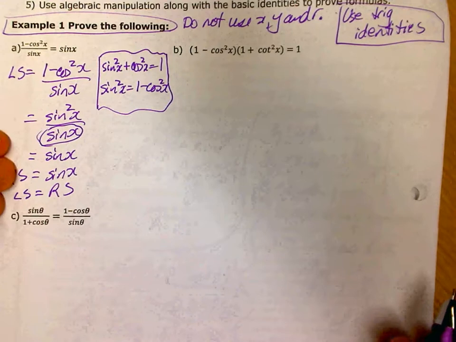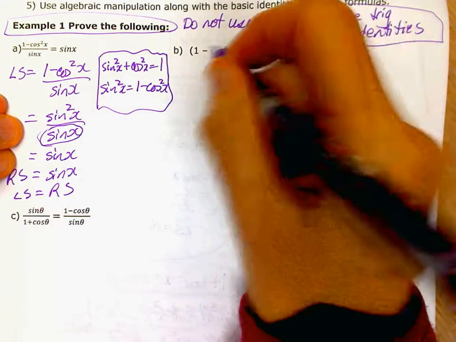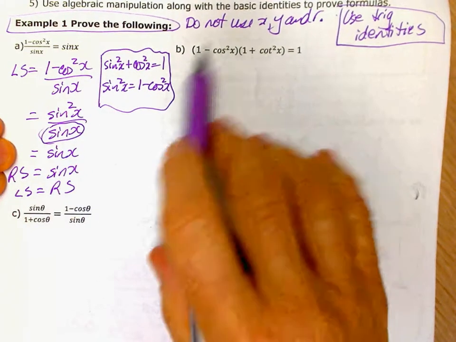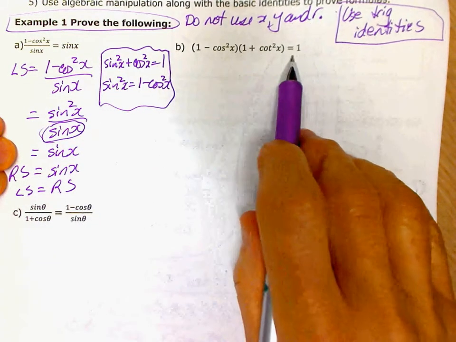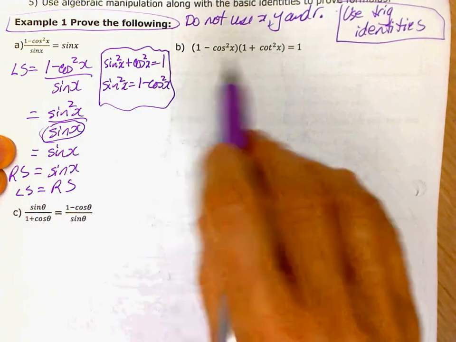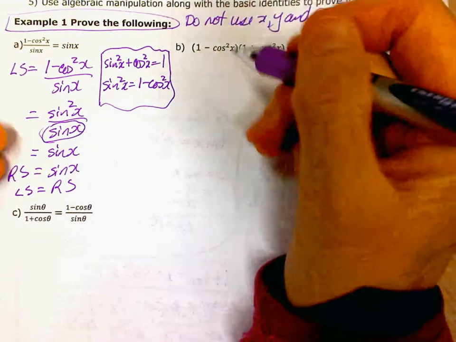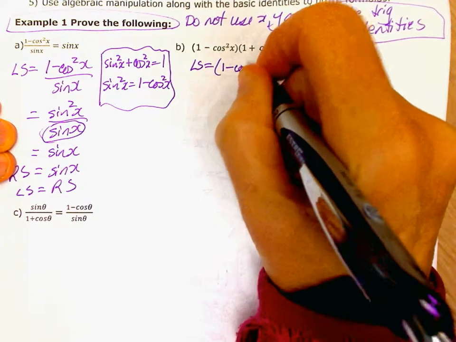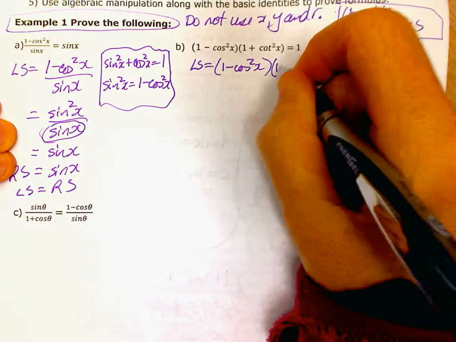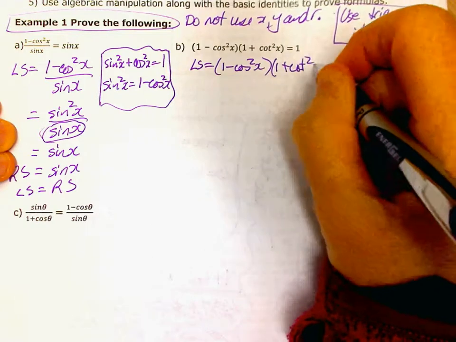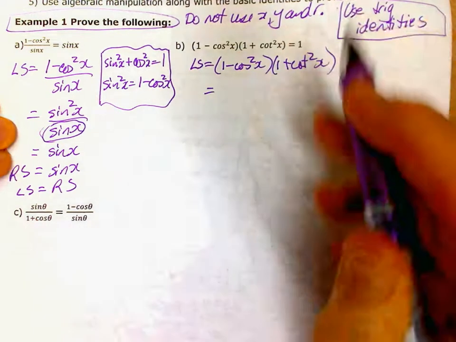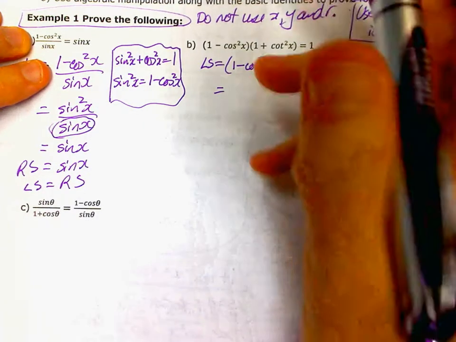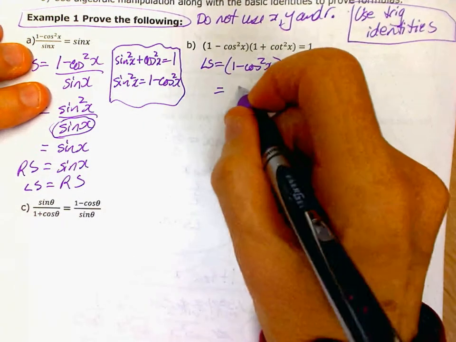Okay, so let's look at this one. Again, work with the most complex to the simple. You can't get any simpler than 1, so we're going to work with the left side. Left side equals 1 minus cos squared x times 1 plus cotan squared x. You know from the previous example, 1 minus cos squared x is equal to sine squared x.